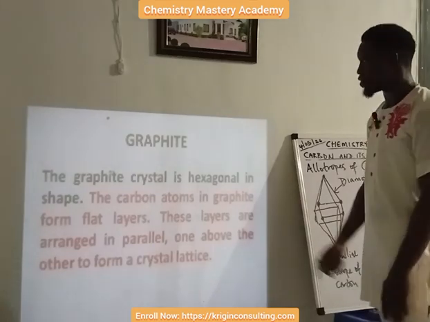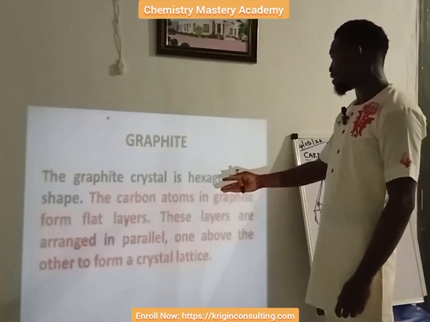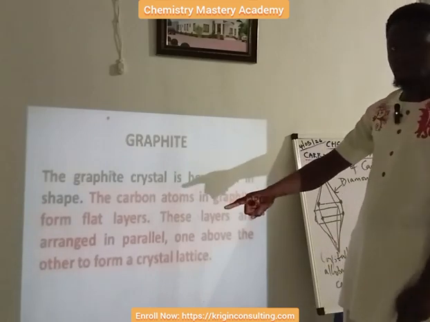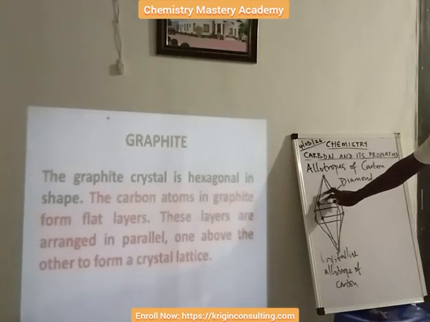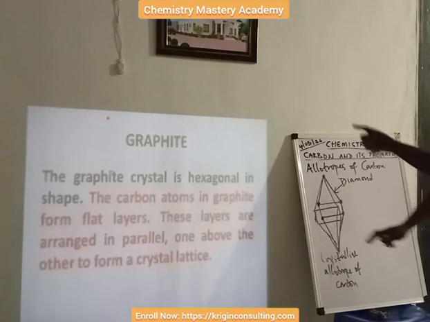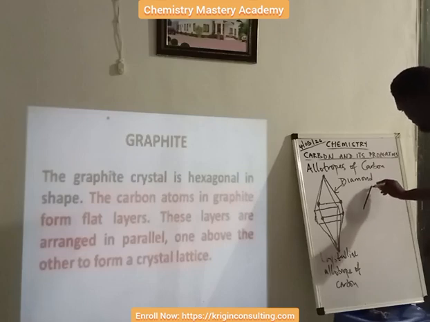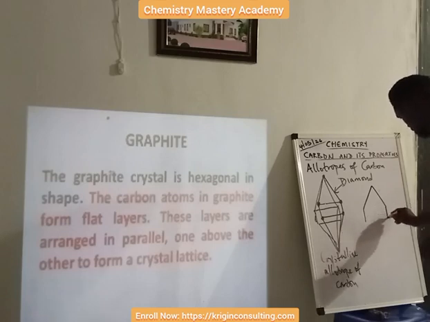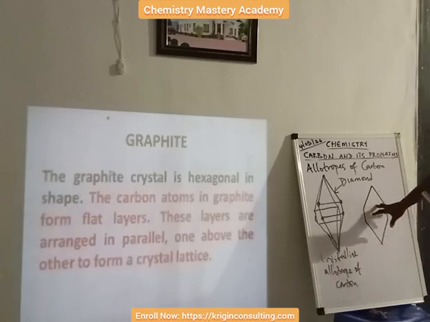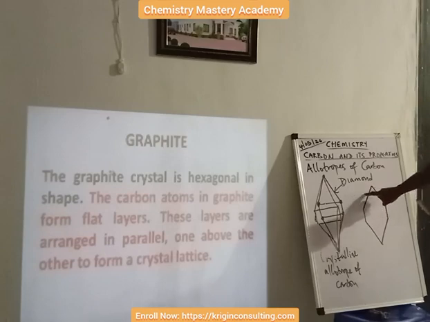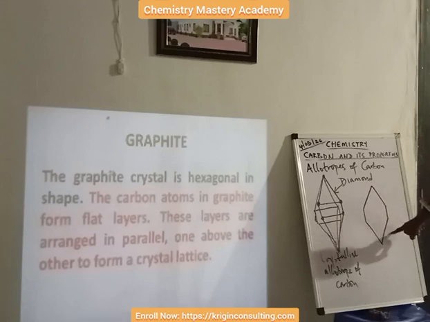Now, that's that for diamond. Now let's talk about graphite. The graphite crystal is hexagonal in shape. While diamond is octahedral, graphite is hexagonal. A hexagon is six-sided, right? So we have 1, 2, 3, 4, 5, 6. This is how your graphite looks. It's hexagonal. How many sides? 1, 2, 3, 4, 5, 6. Okay?